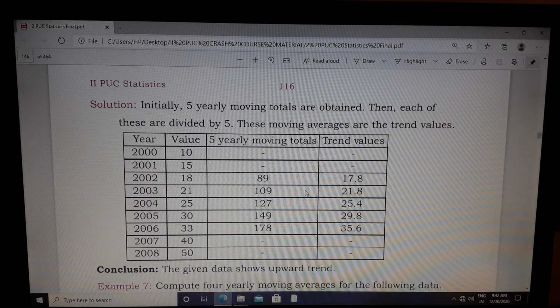Again the next group totals 127, which can be written corresponding to the middle year. Again the next totals 149, and the next 178. As you know, the first two and the last two will remain blank. That is a main disadvantage of this method, because of the limitation.